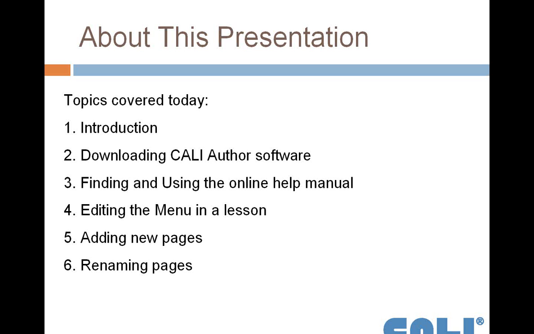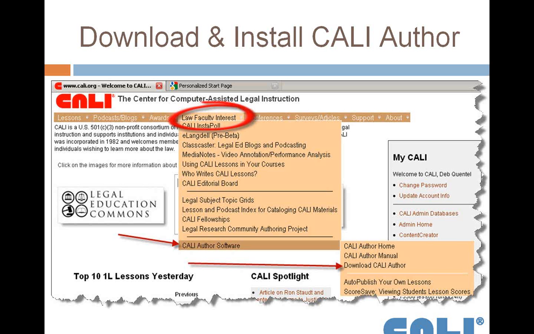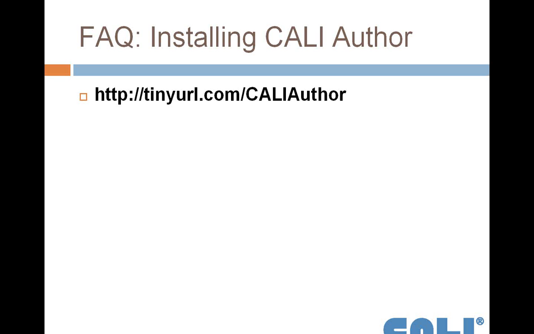So we're going to cover a number of topics. This is by no means inclusive of all things that one could learn using CALI Author. It's a pretty easy to use software, and we've got an online authoring manual also that's designed to help. The first thing you want to do is download and install the software. So you go to our website, you click on Law Faculty Interest. Down at the bottom it says CALI Author Software, and then there's a navigation bar that allows you to follow to downloading the software. Then you download and install it as you would anything else.